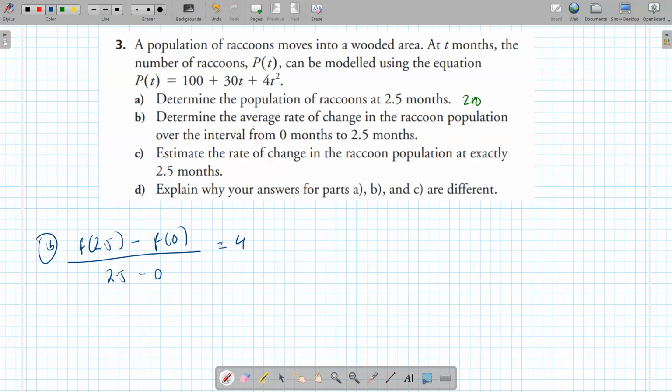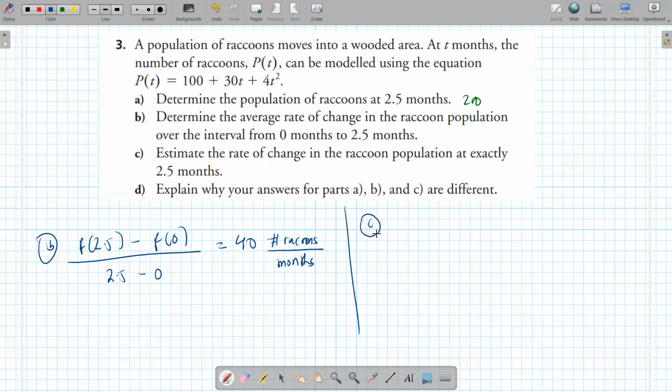The answer is 40. What's the unit? Look at what y and x represent in this question. On the y-axis, we have the number of raccoons, right? So their population is a unit, number of raccoons. What about the denominator? Months. Yeah. So between 0 and 2.5 months, their population was increasing by 40 per month, okay?